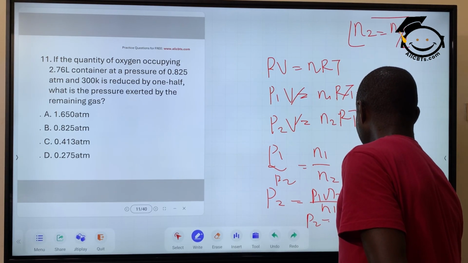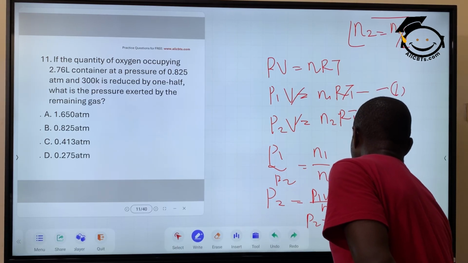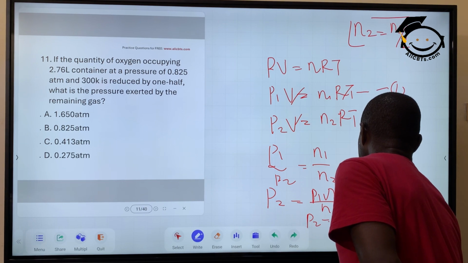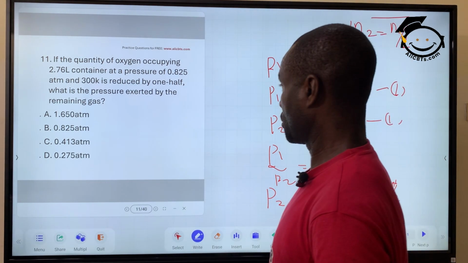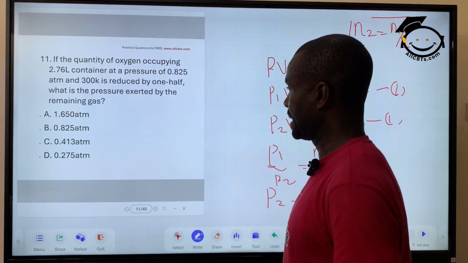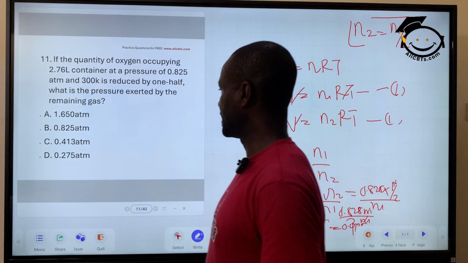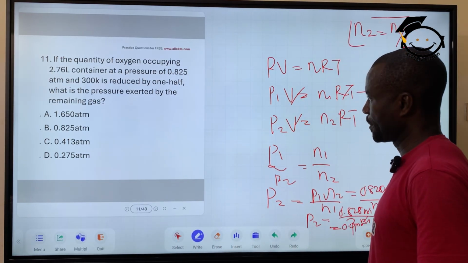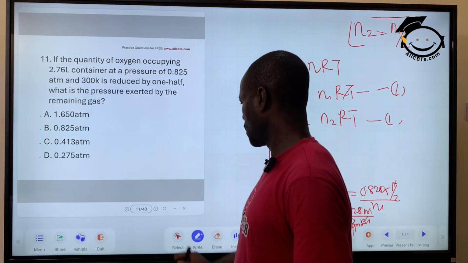So 0.825 divided by 2 gives you 0.4125, approximately 0.413. So the correct answer is C, 0.413 atmosphere. That's question 11.